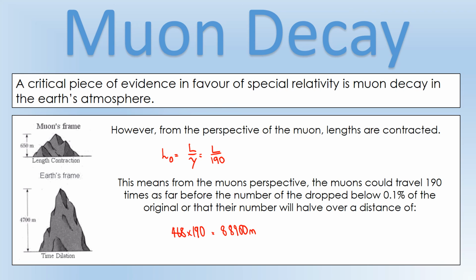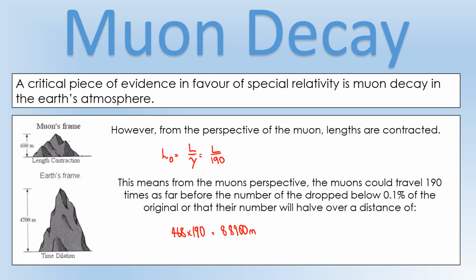So that means that most of them, in fact, would make it to the Earth's surface. Because they haven't even traveled one half distance, or they'll have reached the surface before even one half-life has occurred. Actually, they could travel 88,900 meters before their number would even have halved. Okay, so loads of them will make it to the surface. In fact, the majority of them are going to make it to the surface. So that's viewing it from the perspective of the muon.